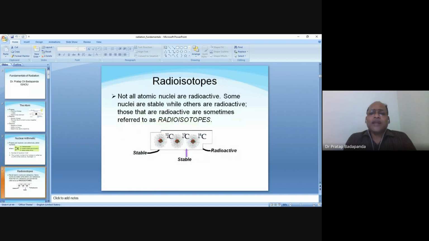Next, come down to radioisotopes. This is an important fact when you are discussing the radioactivity of particular elements. Radioisotopes are an important area, connected to radioactive behavior. So let's understand this one. Not all atomic nuclei are radioactive. Here we conclude with one statement: not all atomic nuclei are radioactive in nature.